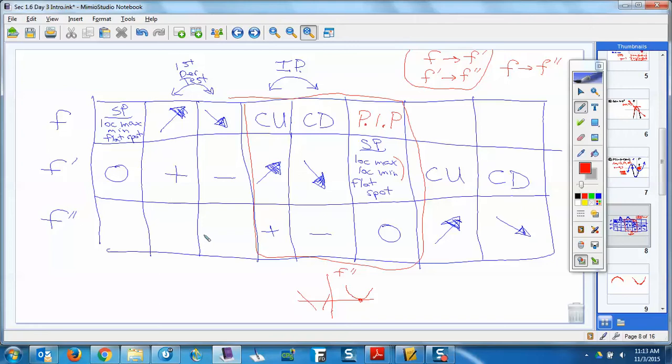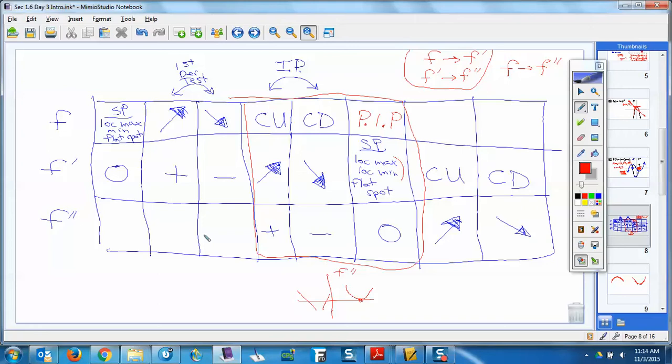Where does F have inflection points? An inflection point is when F changes concavity. Well, that's when F prime switches up to down, down to up, right? So that would be where? -1 and 3. -1 and 3, right? Okay, so I wanted to touch on that.